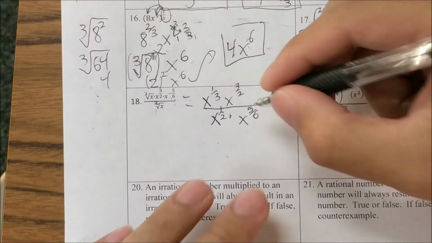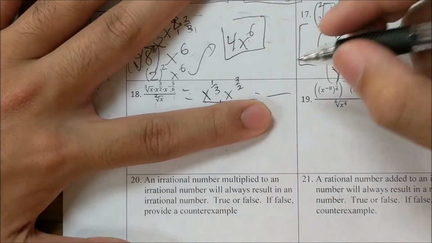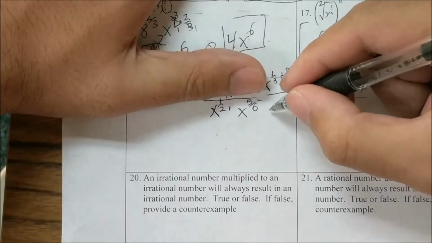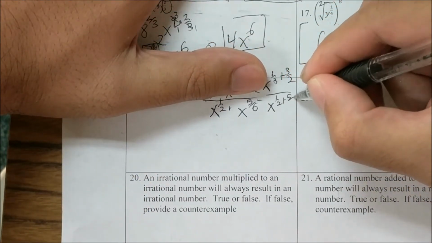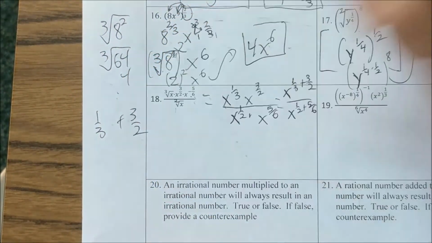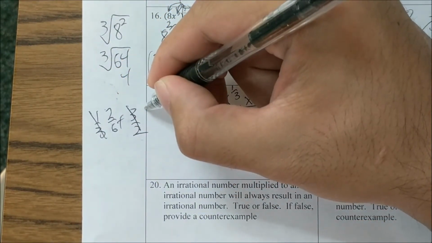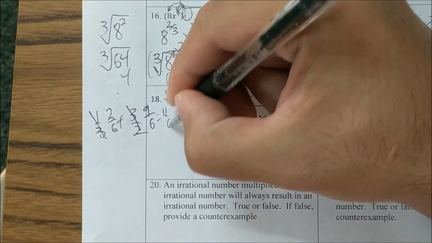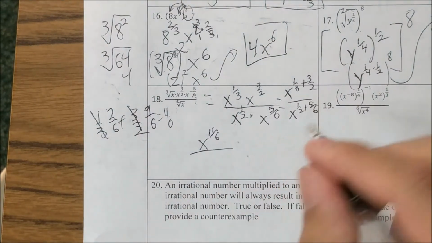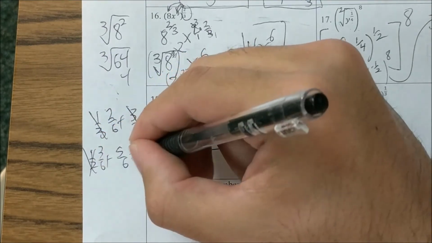I'll go sideways. So just looking at the numerator, when two terms with the same base are multiplied, you add their exponents. And similarly for the denominator. All right, so 1/3 plus 3/2. Common denominator will be 6. So that'll be 11/6 in the numerator. And then in the denominator, 1/2 plus 5/6. That'll be 8/6.